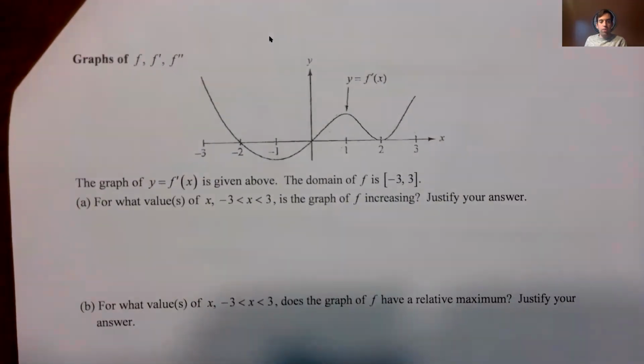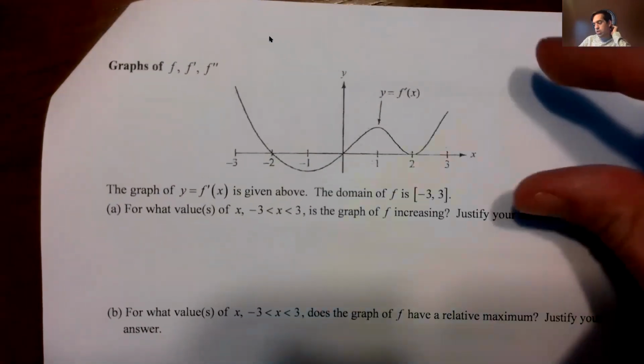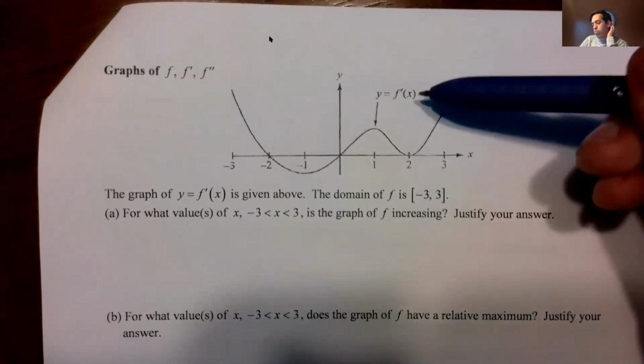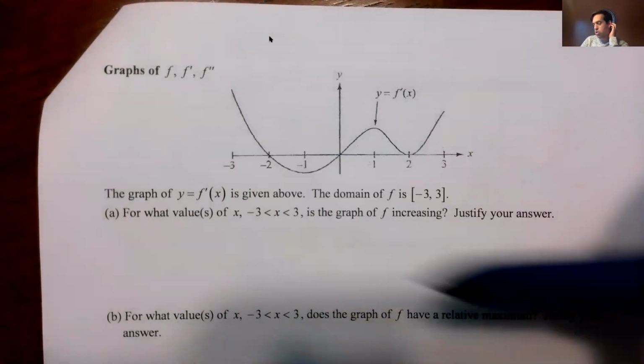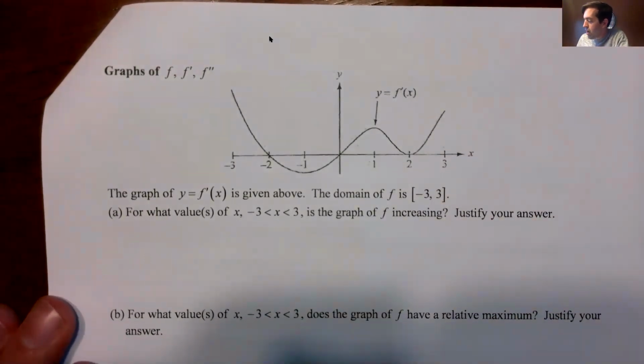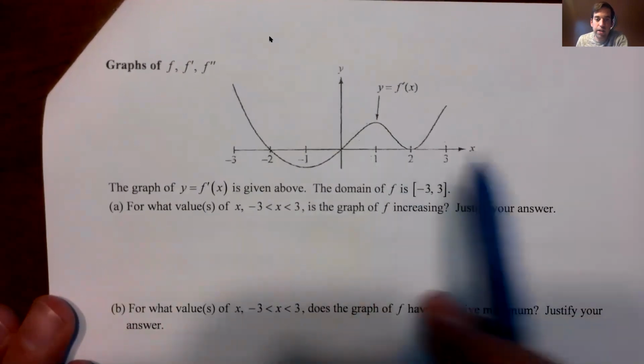All right, this whole page is an extension of one initial question step. We have a graph of f prime. This whole section is just about comparing graphs of f prime and f double prime. And this is the last question for the notes. So the graph of f prime is given. The domain is from -3 to 3.